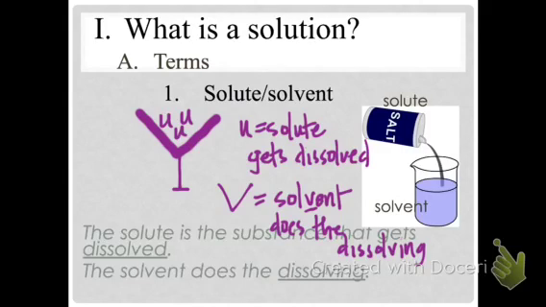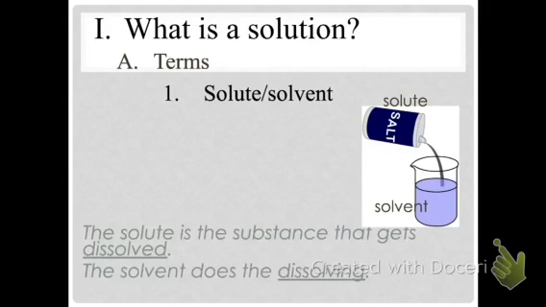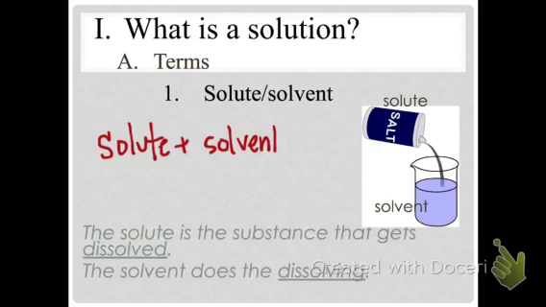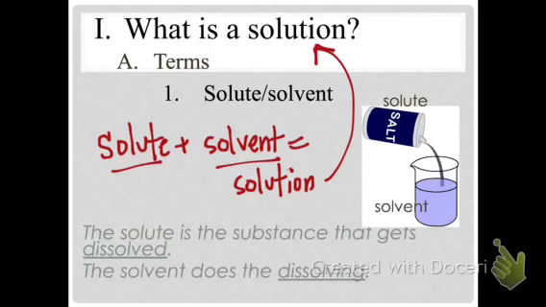Okay, you'll see that drawing a lot of different places, but it's an easy way to remember which is which. Those are two terms that you're going to need, and it's very important that you understand that you have to have a solute plus a solvent in order to get a solution. You have to have both. You cannot have one without the other. Okay?